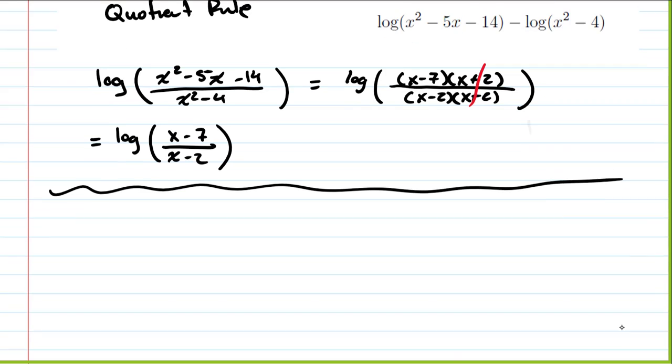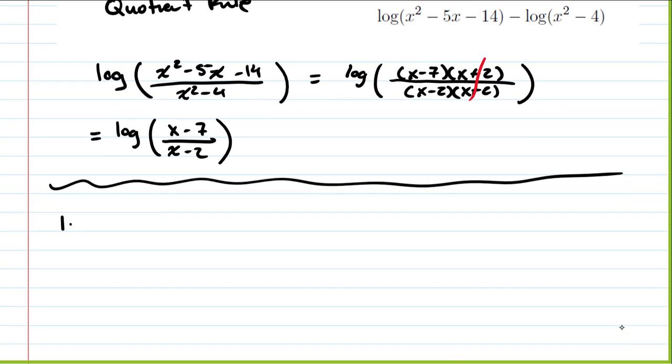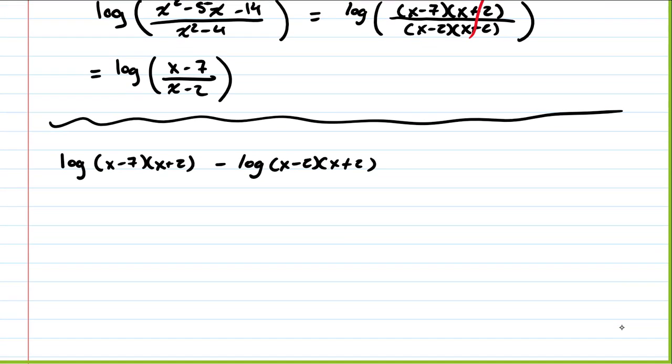There are other ways. If we factor first, we would have the logarithm of x minus 7 times x plus 2 minus the logarithm of x minus 2 times x plus 2. Then each of these are factors, right? So we could use the product rule.